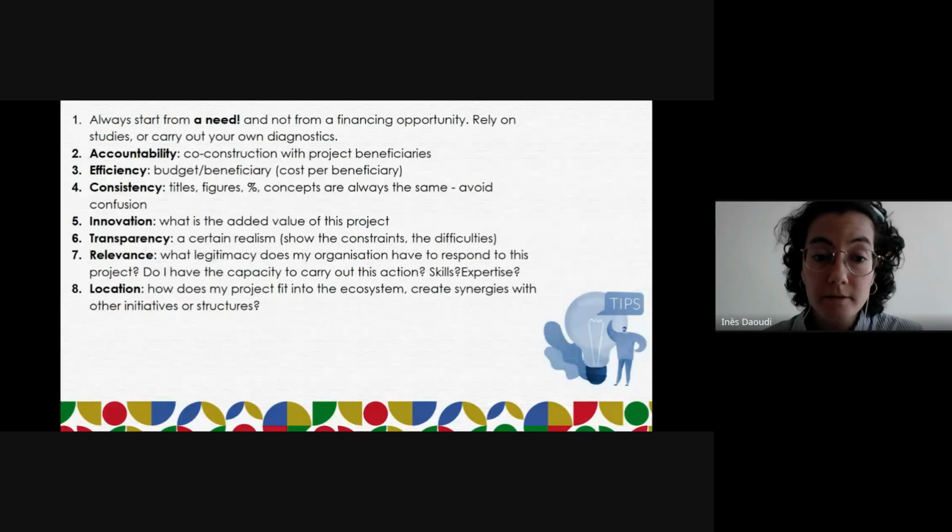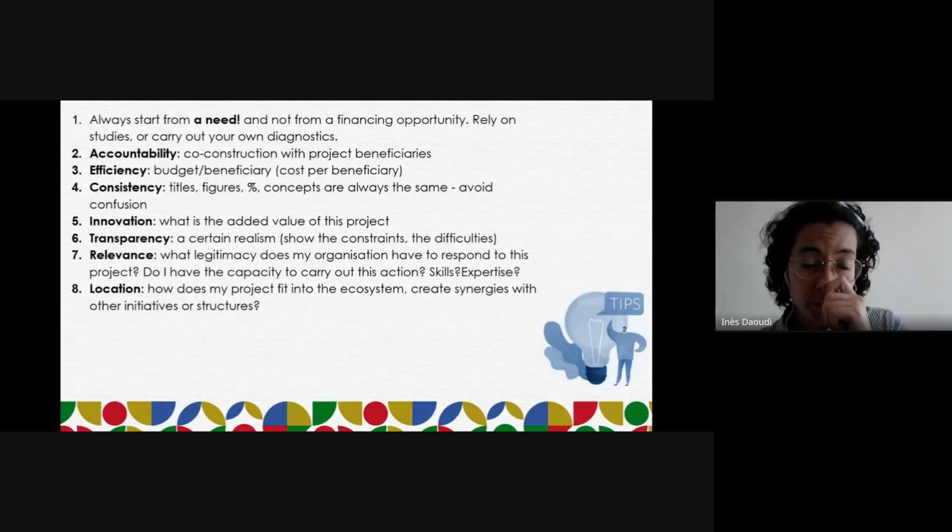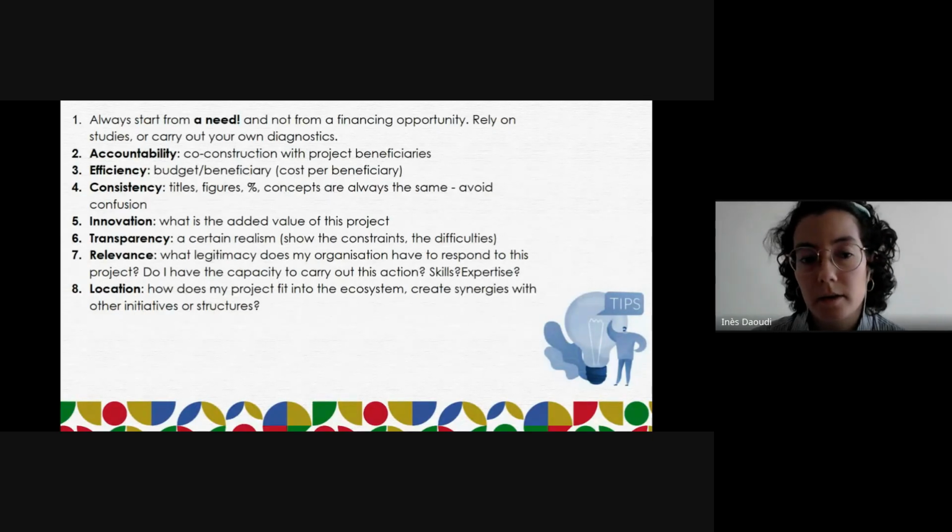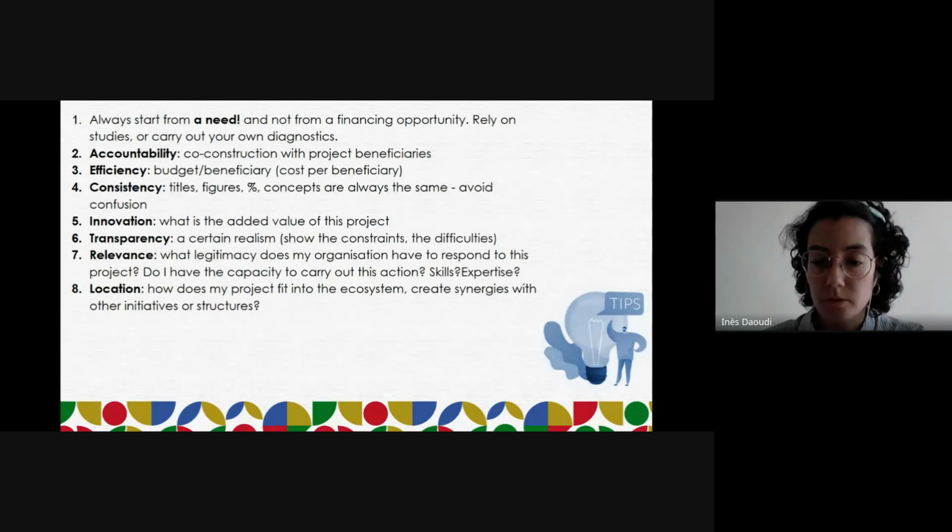Then the relevance. So why is your organization relevant to do this project? Do you have the capacity to carry out this action? As I said, don't put too high a general objective or too high results that you couldn't reach. But if your organization has the expertise and the experience, of course, you may want to highlight this.